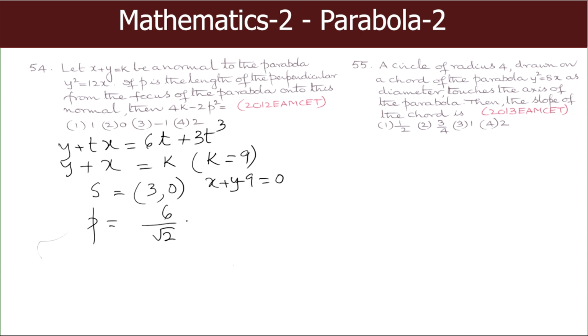Okay. So, p square is 18, and 2p square is 36. 4k is also 36 because k is equal to 9. So, what is the difference? 4k minus 2p square, 0. Simple question. Next, 55.